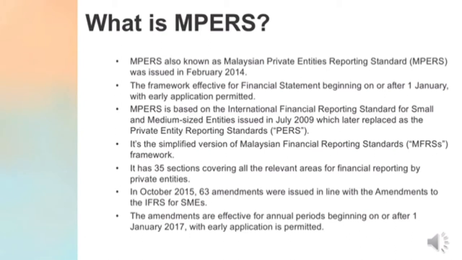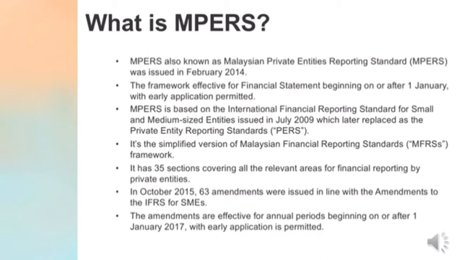Mpers, also known as the Malaysian Private Entities Reporting Standard, was issued in February 2014. The framework is effective for financial statements beginning on or after 1st January, with early application permitted. Mpers is based on the International Financial Reporting Standard for Small and Medium-sized Entities, issued in July 2009, which later replaced the Private Entity Reporting Standard. It's the simplified version of the MFRS framework.